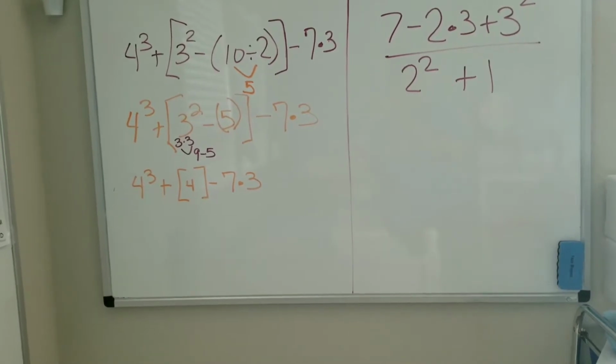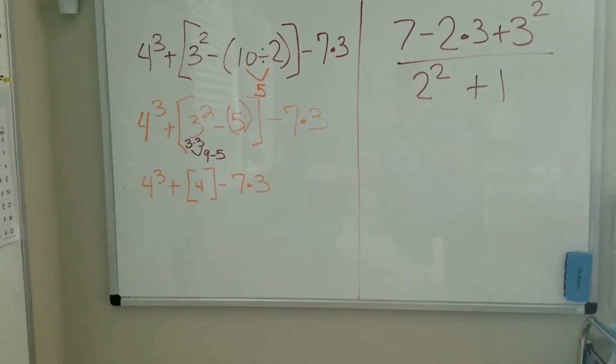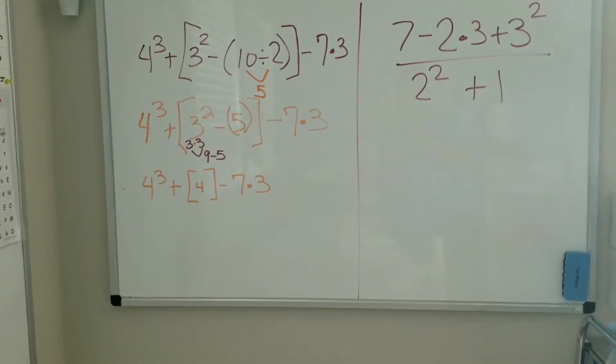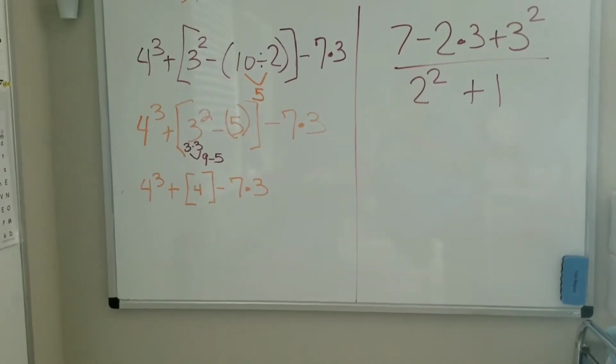And what are we going to write it out as? 4 times 4 times 4. And that's called what? Exponential notation.